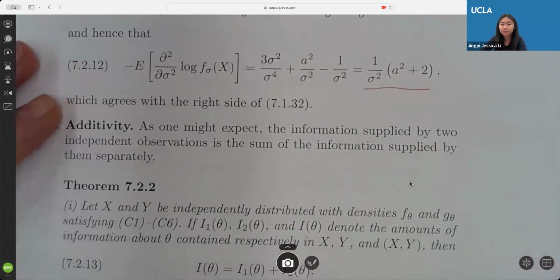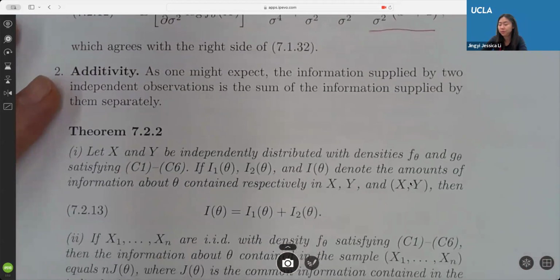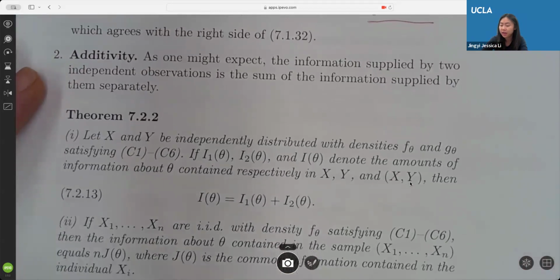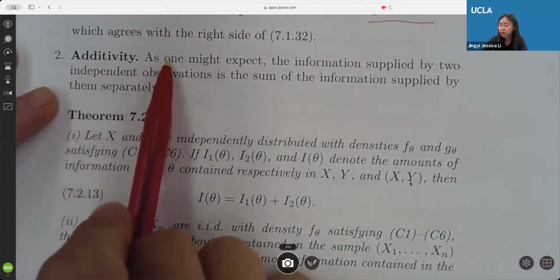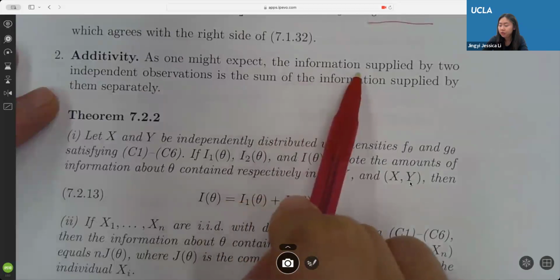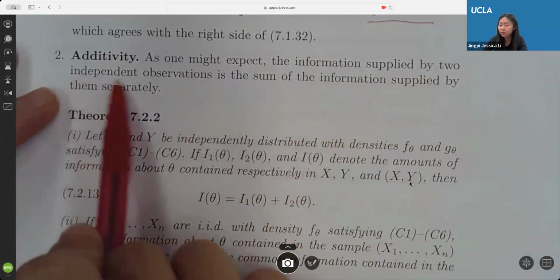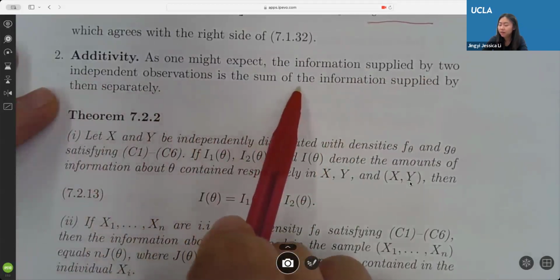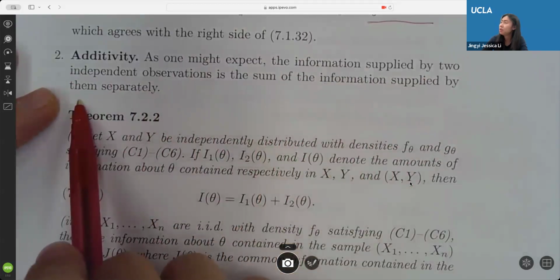Just an example. Another property of Fisher information besides these alternative definitions is additivity. So as one might expect, the information supplied by two independent observations is the sum of the information supplied by them separately.